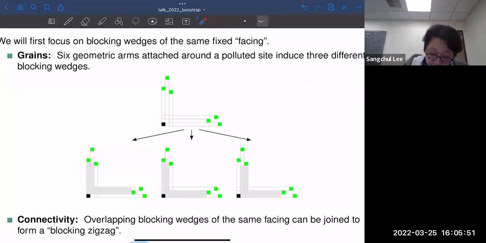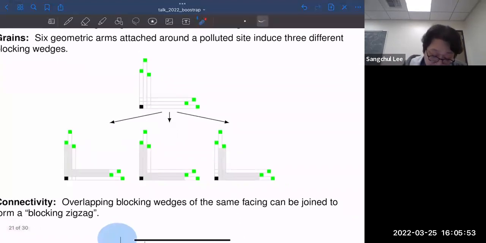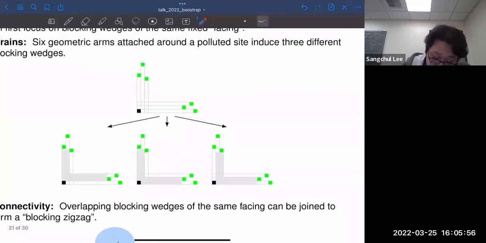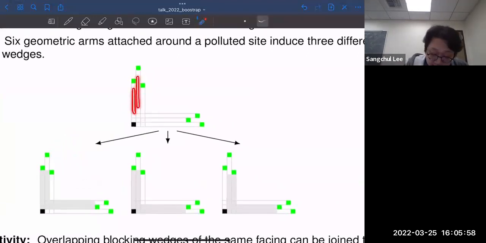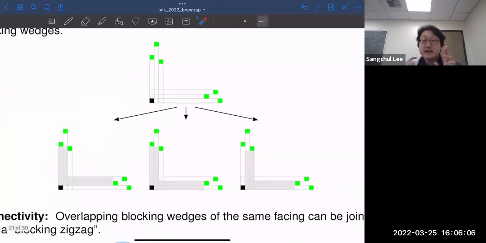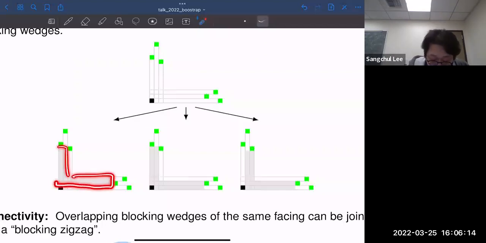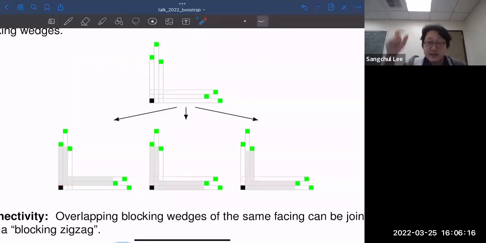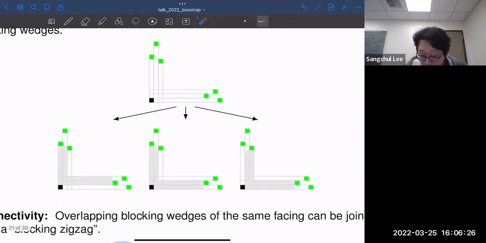So in this two neighbor polluted bootstrap percolation, say this is a polluted site, then these are the 6 geometric arms that we can discover around this polluted site. Basically, 3 different blocking wedges can be discovered. One, where the polluted site is located just below the bottom left corner. Second, the polluted site is exactly at the bottom left corner. The third, it is to the left of the bottom left corner.